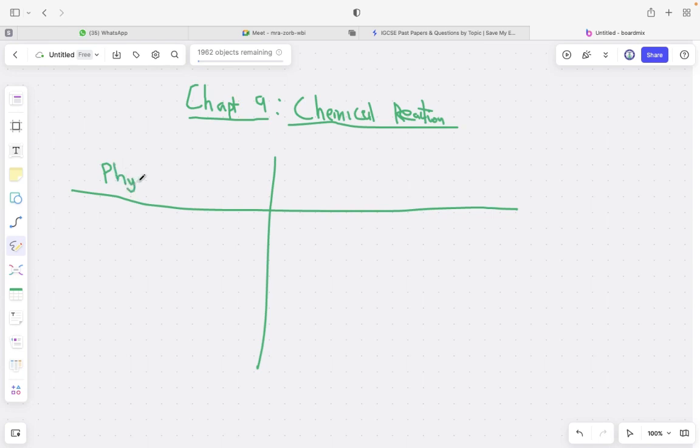A chemical reaction is the type of reaction where new products or new substances are formed. With a physical change, you don't really have new substances. It's just a mixture of two or more things which can be physically separated by easy means.